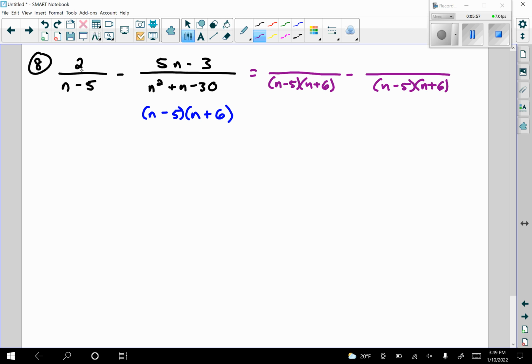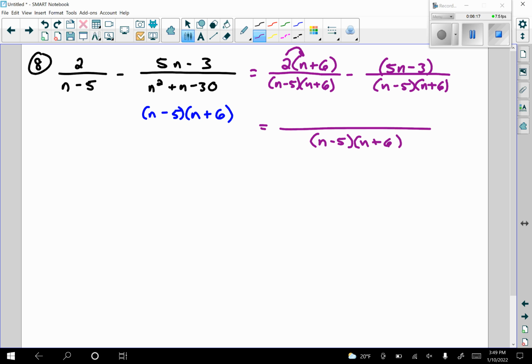Now the first numerator has to get multiplied by an n plus 6. I'm going to write it that way. 2 times the quantity n plus 6. 5n minus 3 doesn't have to get multiplied by anything. It already had both factors. But I am going to put it in parentheses. So now we're going to make one big fraction. Keep the denominator.